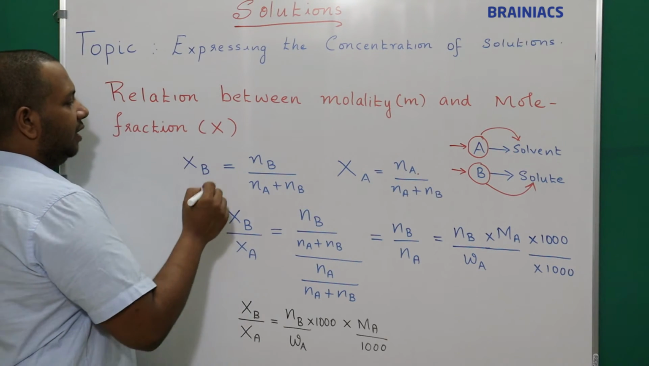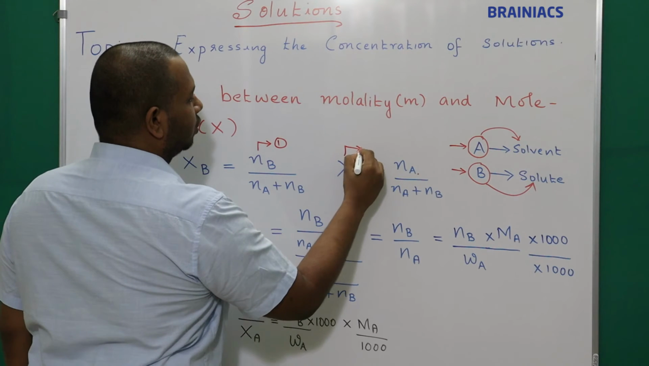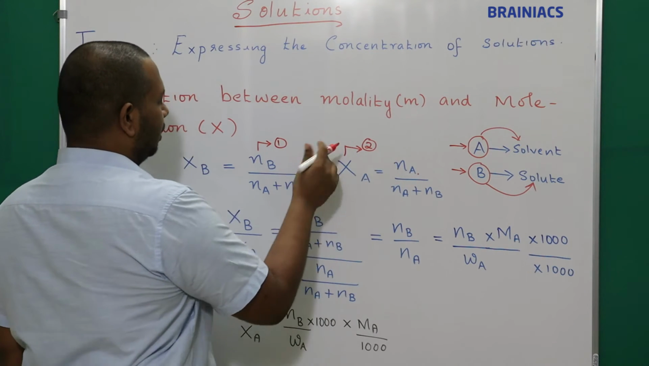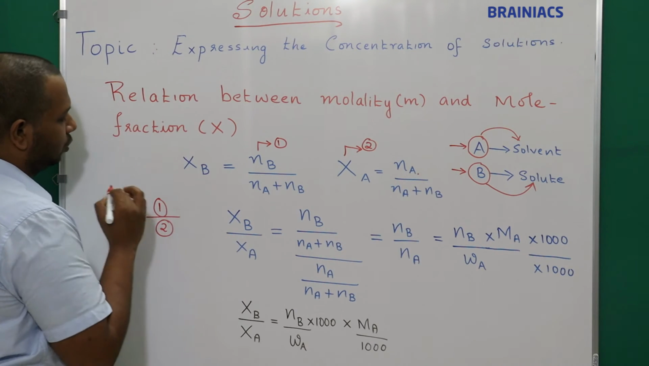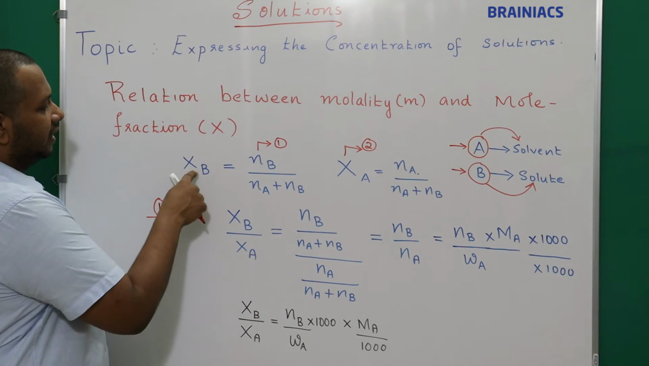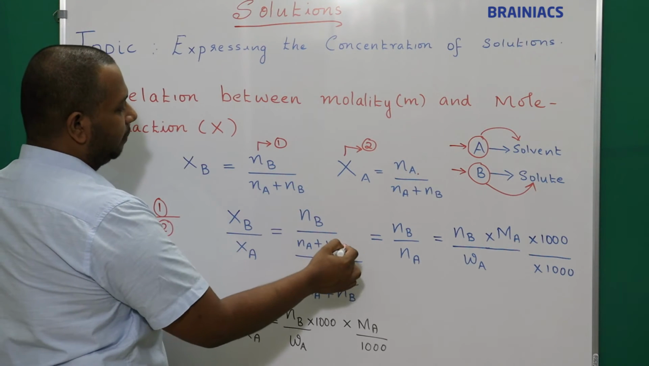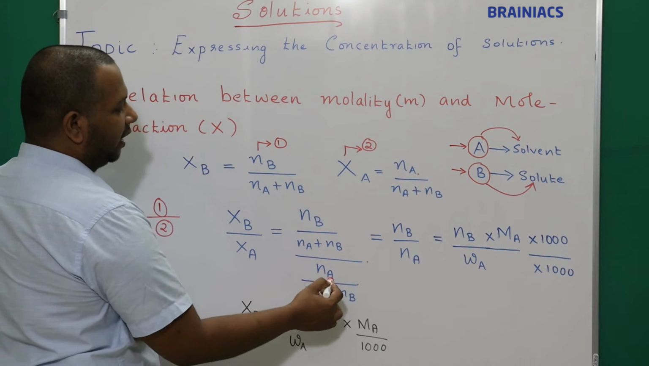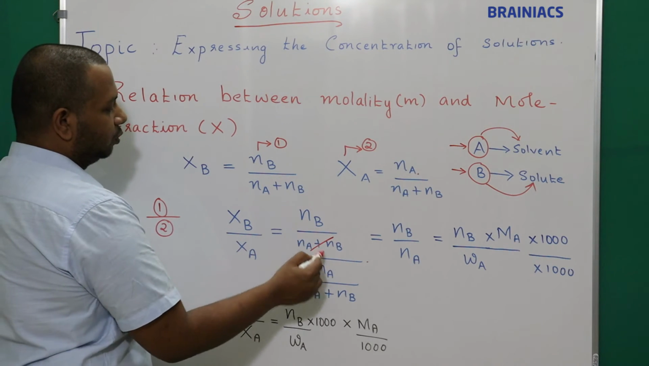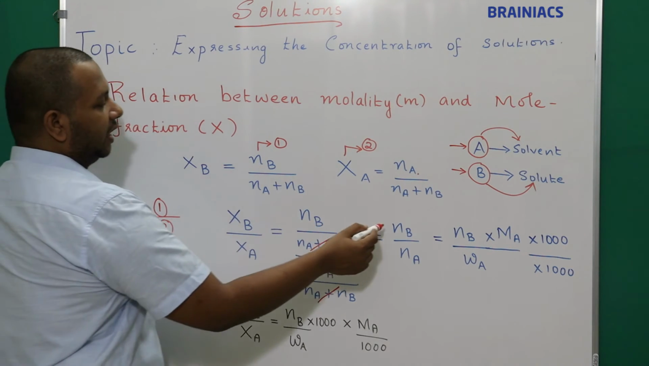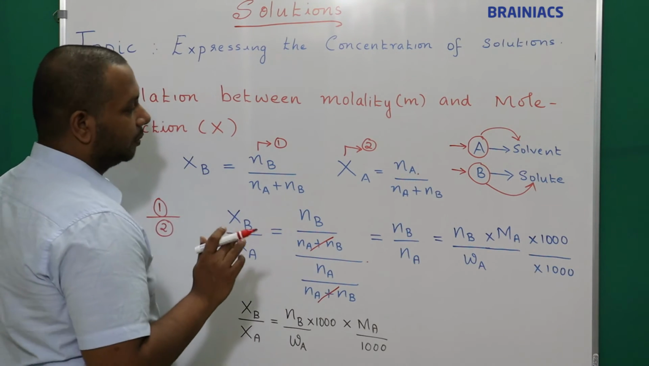Now I am dividing equation 1 by equation 2, where this is my equation 2. So XB divided by XA is equal to NB by (NA plus NB) divided by NA by (NA plus NB). The denominators are the same, so they cancel off and you get NB by NA. Clear? Until now it is clear, I hope.